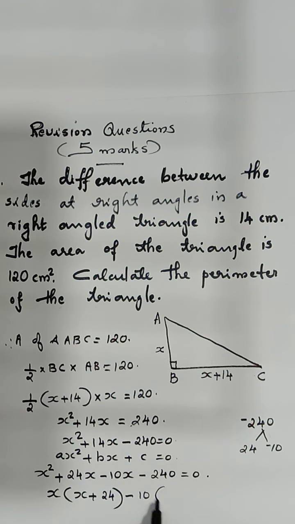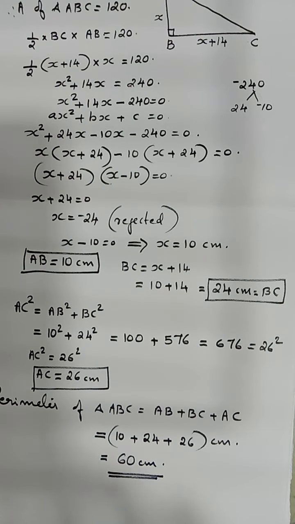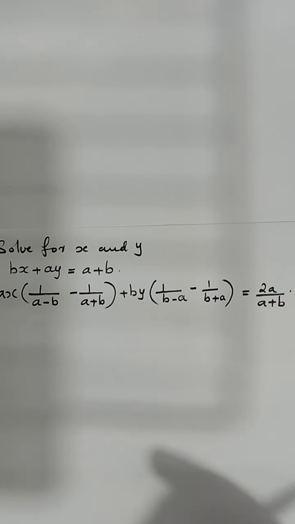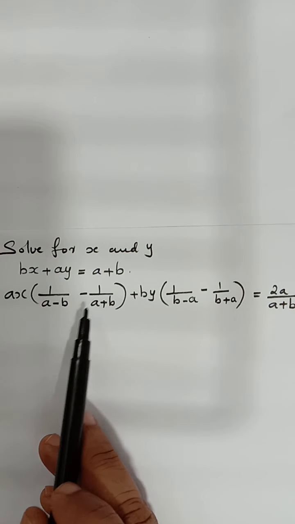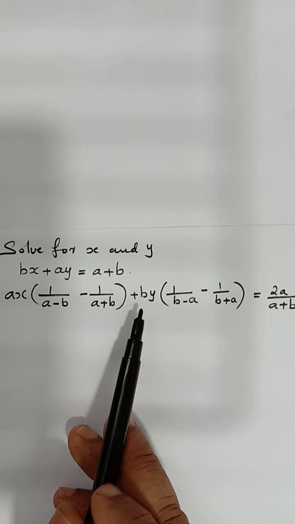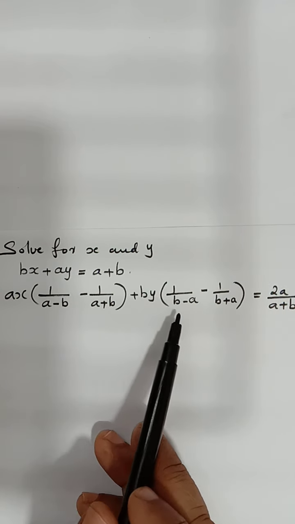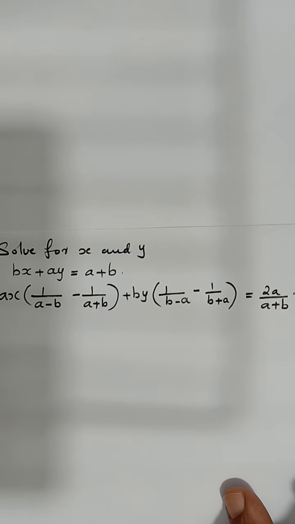Isn't it 60 centimeter? So perimeter of triangle AB is equal to 60 centimeter. Second question, solve for x and y. bx plus ay is equal to a plus b. And second equation is ax into (1 by a minus b minus 1 by a plus b) plus by into (1 by b minus a minus 1 by b plus a) equal to 2a by a plus b.